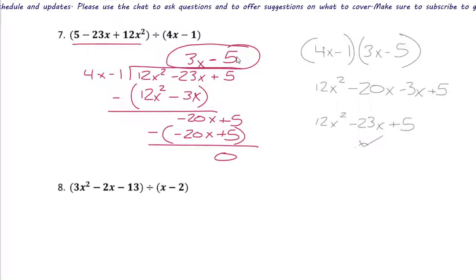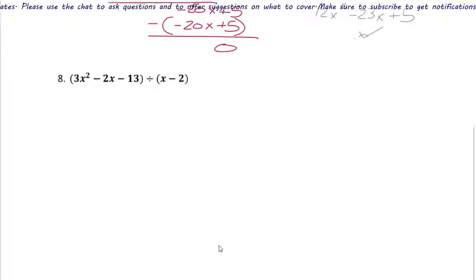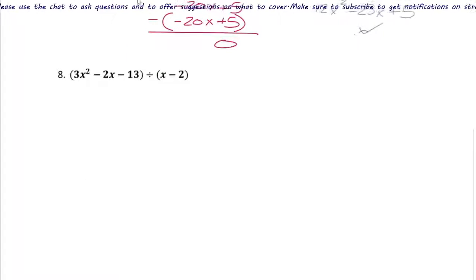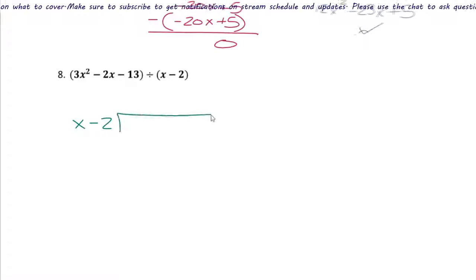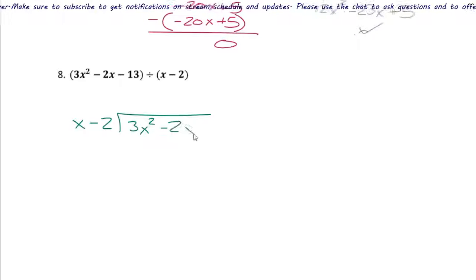Last one. This one is actually going to have a remainder, and I'm going to show you what's going to happen if we do have a remainder at the end. All right, so set it up, x minus 2, into 3x squared minus 2x minus 13.